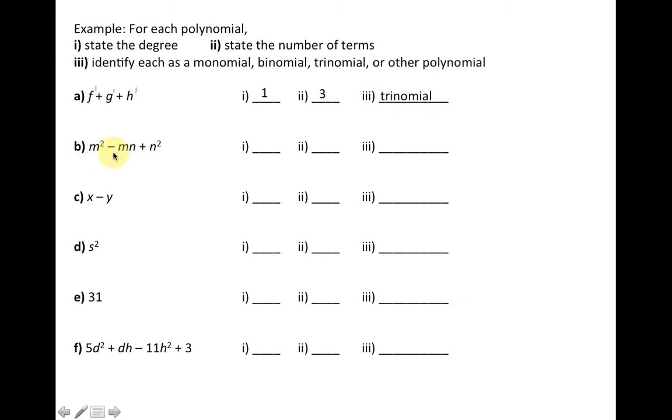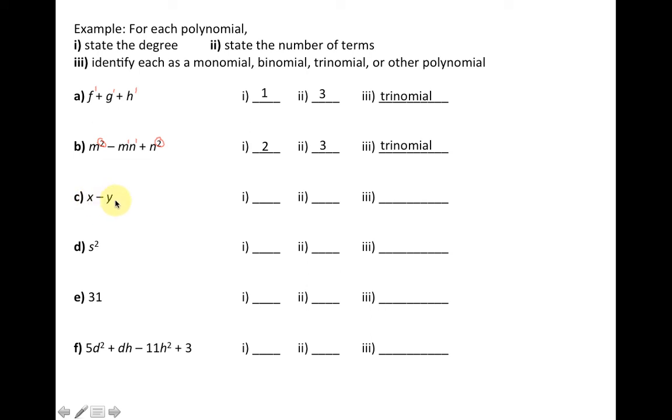The next one, m squared minus mn plus n squared. If we want to know the degree, first of all, then we're looking at having degree 2 for the first term. We have degree 1 plus 1 is 2 for the second term, and degree 2 for the third term. So overall, this is degree 2. Of course, there are 3 terms here again, and so this is a trinomial.